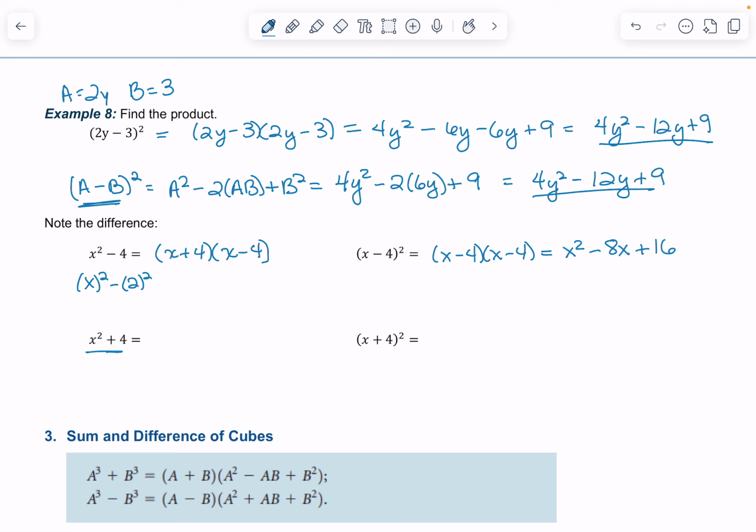This, though, with that plus sign right there in the middle, I get an x squared plus 4. This one's prime.